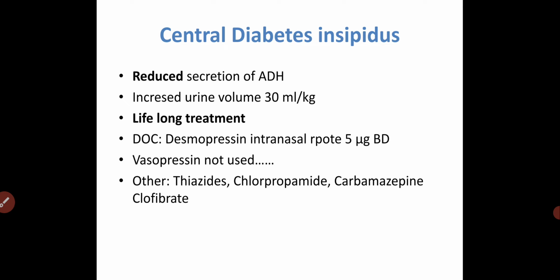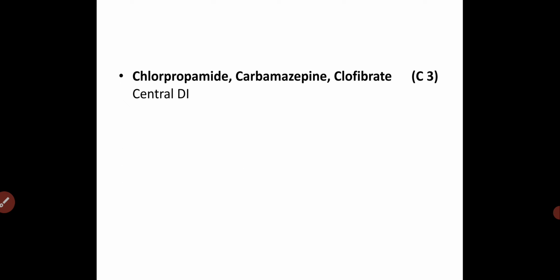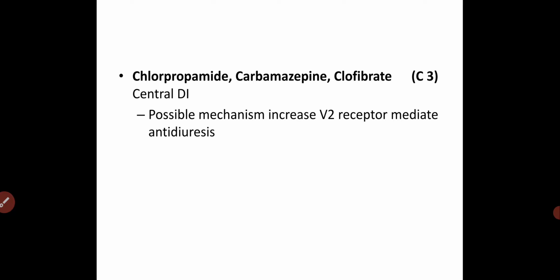Other drugs which are useful in central diabetes insipidus, try to remember, are the 3 C's: chlorpropamide, carbamazepine, and clofibrate, and the other is thiazide. So the 3 C's, chlorpropamide, carbamazepine, and clofibrate, are useful in central diabetes insipidus. How do they give effect? One possible mechanism is that they enhance the V2 receptor mediated antidiuretic effect, in one line.